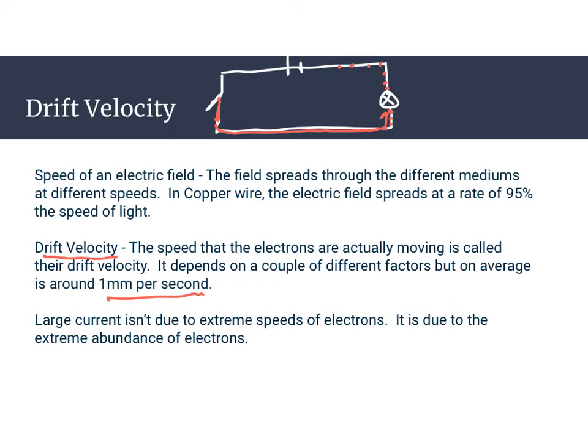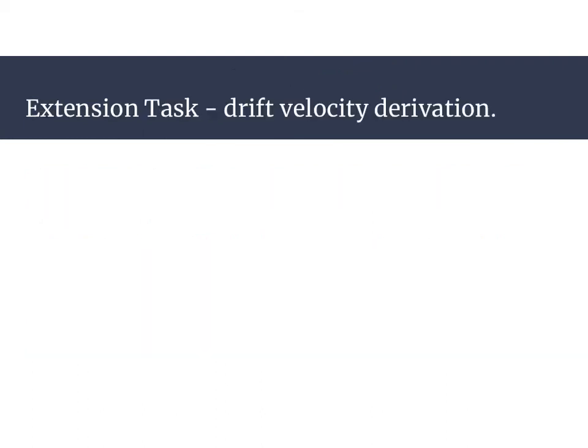So 3 meters, each meter has 1,000 millimeters. So we're looking at 3,000 seconds before an electron gets from the light switch to the light. And that, as I said, is a strange concept for you to think. So the electrons are not zipping through there, but they're moving in abundance, okay? Large current isn't due to the extreme speeds. It is due to the extreme abundance of electrons in conductors, okay? But I think we can do a little bit more on drift velocities. And we're going to have a look at a drift velocity derivation now.